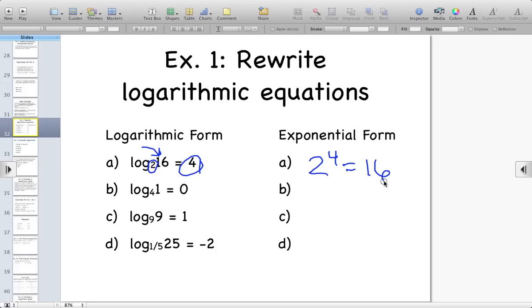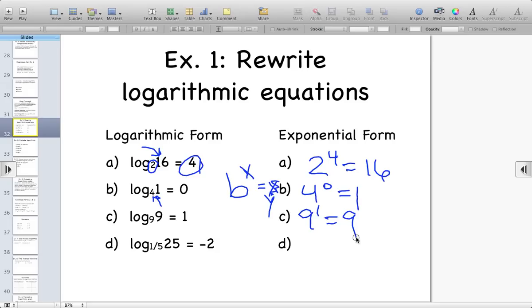All right, so take a look at example B. Log base 4 of 1 is equal to 0. Well, 4 to the 0 is equal to 1. This is our base number. Remember when we have exponential form, you have your base number, you have your exponent, and then you have whatever it equals. Sorry, I'm getting my letters confused. B to the x is equal to y. So 4 to the 0, anything to the 0 power is 1. We know that. All right, so base 9 to the first power is equal to 9.